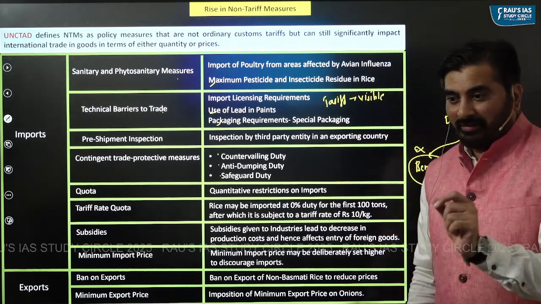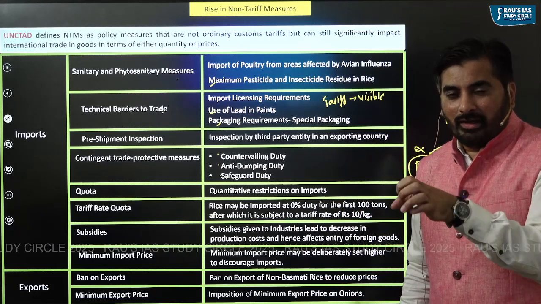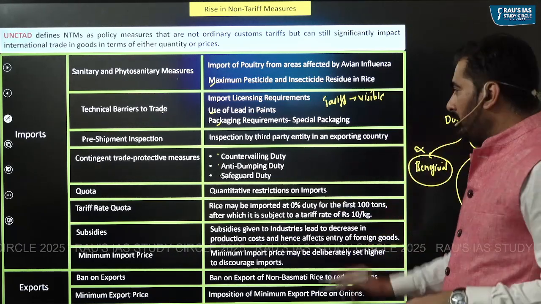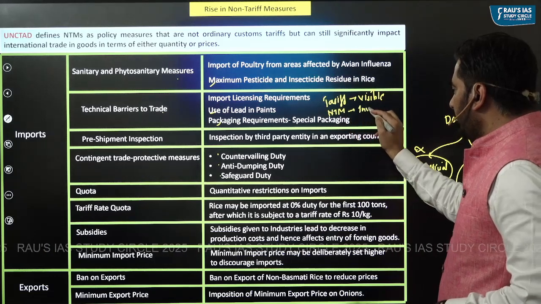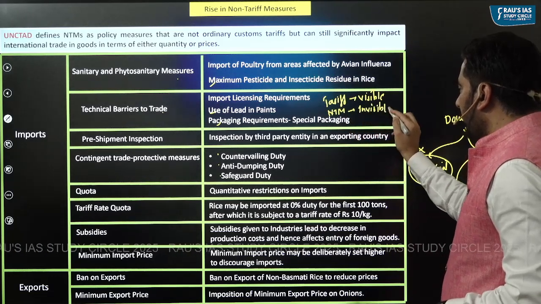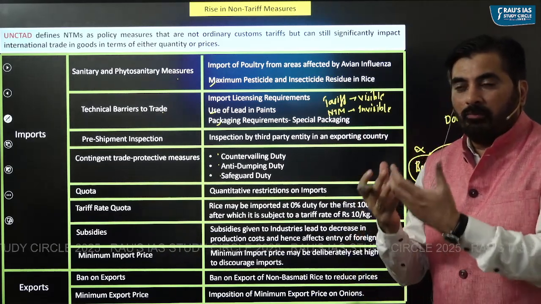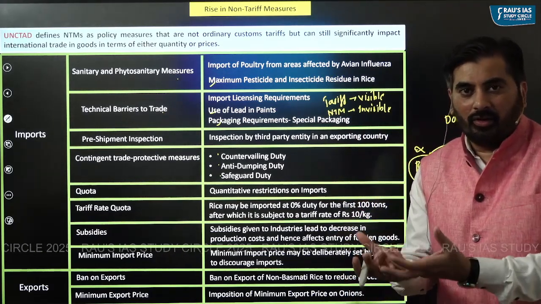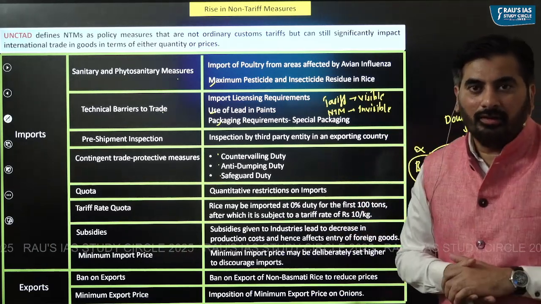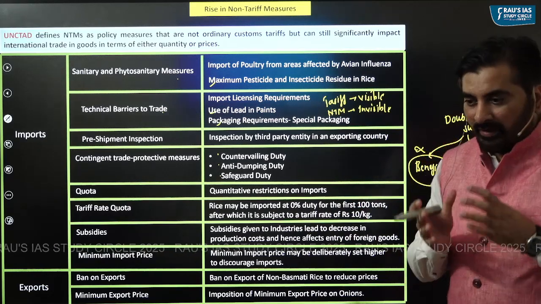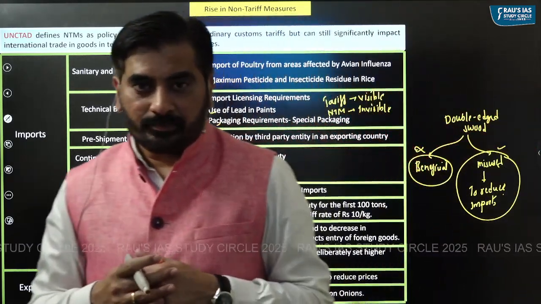And you must understand, when something is visible, you can actually correct it, right? The problem with non-tariff measures is they are invisible. And when it is invisible, the problem is actually quantifying it, or addressing it, because you don't know how much non-tariff measures are imposed across the world. So that is a more serious problem of concern, which the Economic Survey has highlighted.